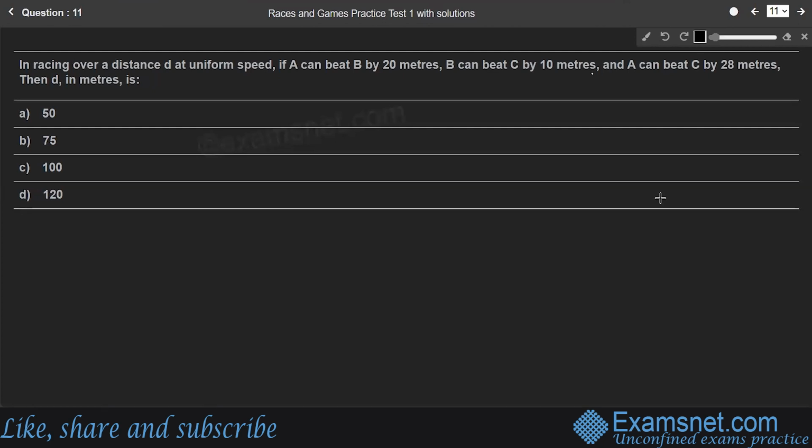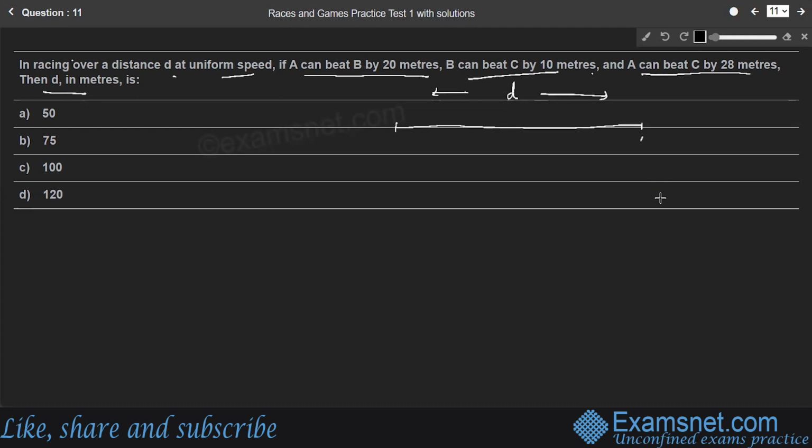Question number 11. In racing over a distance D at uniform speed, if A can beat B by 20 meters, B can beat C by 10 meters, and A can beat C by 28 meters, then D in meters is. So here we'll consider the racing distance as D. So A can beat B by 20 meters.